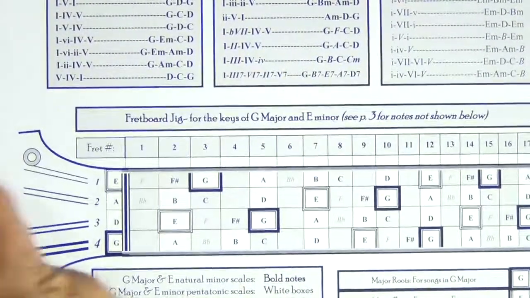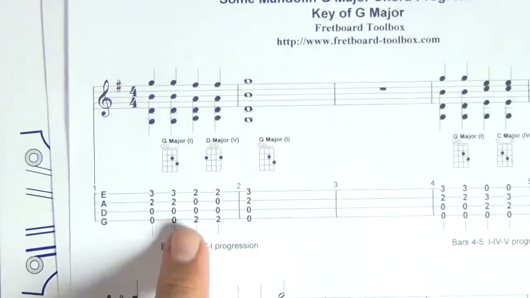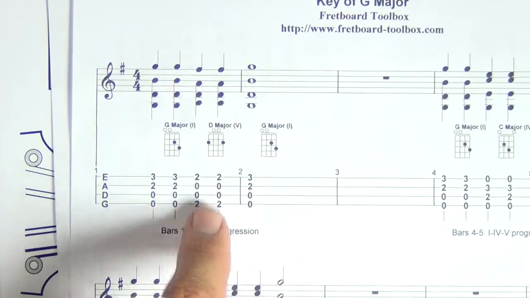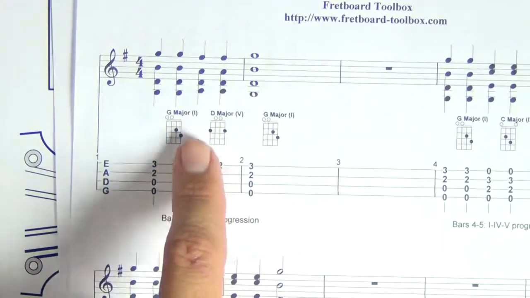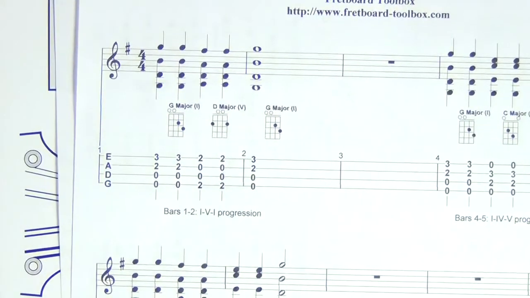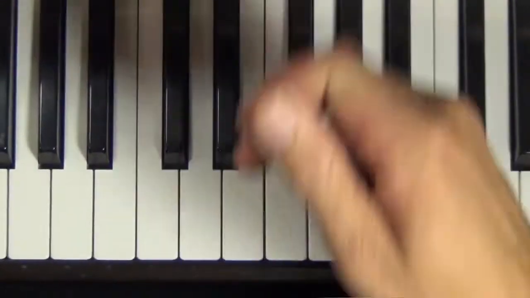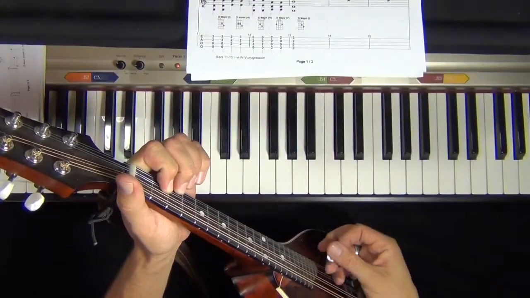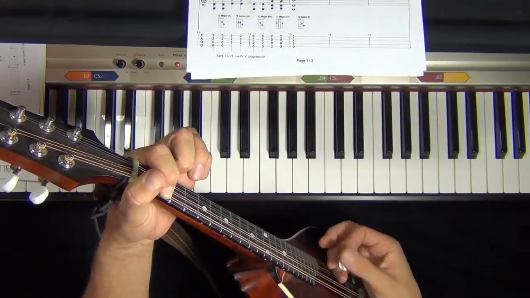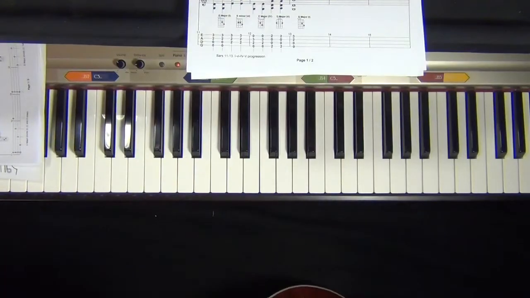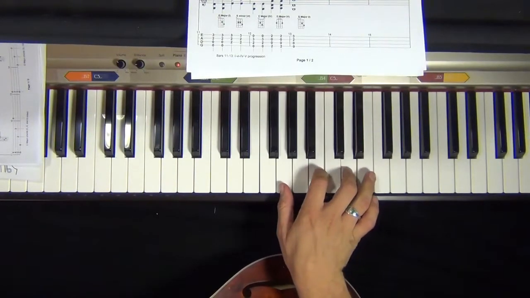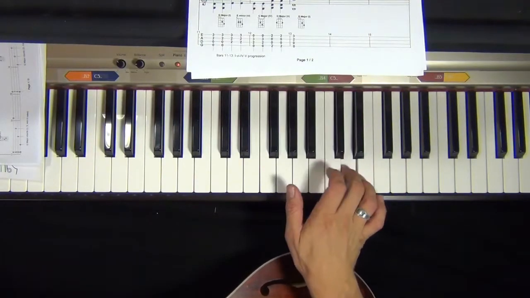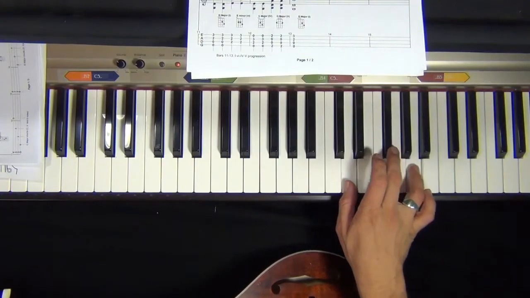So to do that, this 1-5-1, we're going to go open, open, 2, 3. We'll do 2 of those, 2 D majors here, 2 open, open, 2, and then 1 G major again. So this is the sound of going from a 1 chord to a 5 chord to a 1 chord. Okay, we got 1, 5, 1. On a piano, that would be just playing the notes G, B, D, and then D, F sharp, A.